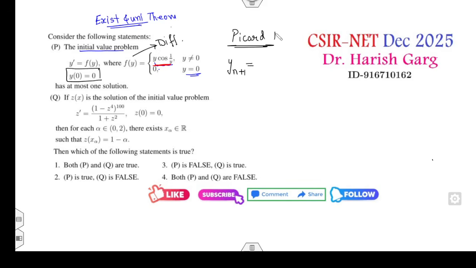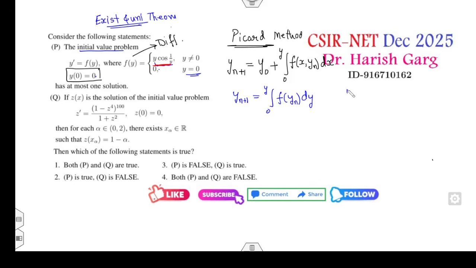Picard's method: y of n plus 1 is y naught plus the integral from 0 to x of f of x, y n. Now y of 0 is my 0, so your solution becomes, and f is my only f of y n. So this is all in terms of y, so I can integrate with respect to y.